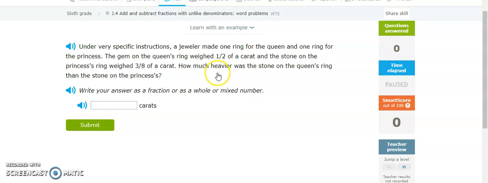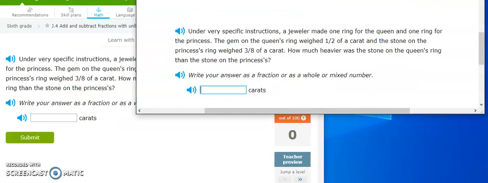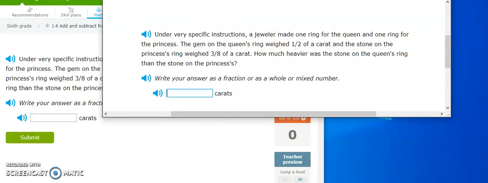Okay, so by looking for those kind of key words, let's look over here at this problem. I want to figure out what keyword tells me if I'm going to add or subtract. I know it's going to be only one of the two because that's what this lesson focuses on. So I have this word heavier. Heavier makes me think like the difference between. So that's going to be a subtraction problem.